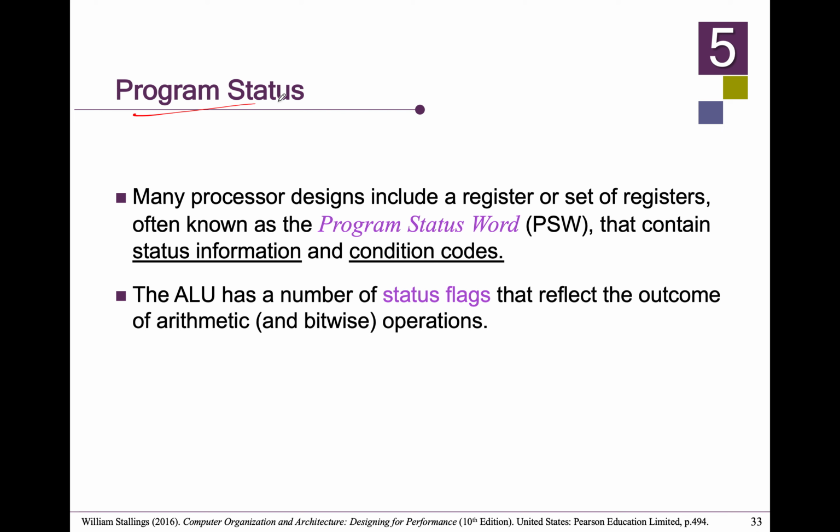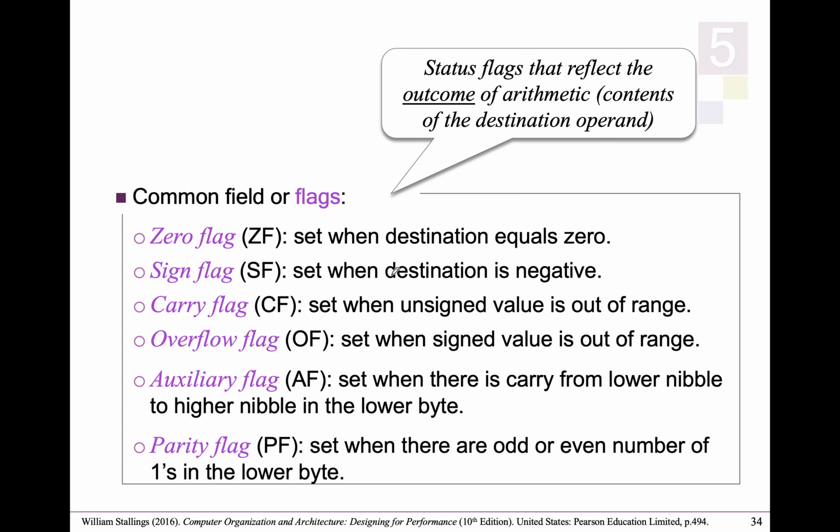And the next is your program status. Many processor designs include a register or a set of registers, often known as the program status word or PSW, that contain the status information and condition codes. The ALU has a number of status flags that reflect the outcome of arithmetic and bitwise operations. Later on you will see this in reading and theory, as you already looked into these flags in your terminal output in Visual Studio and your lab too.